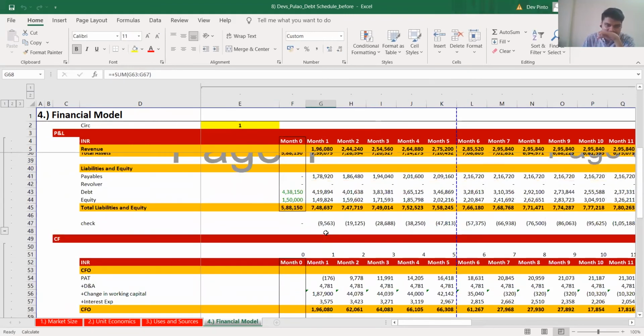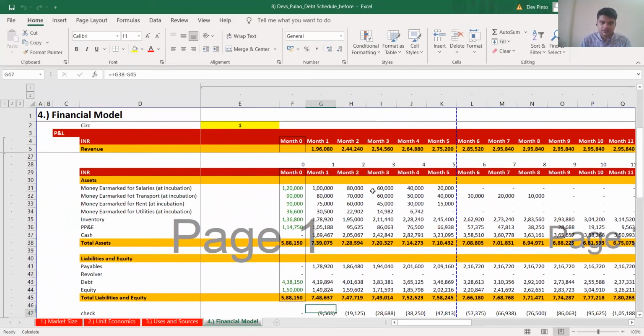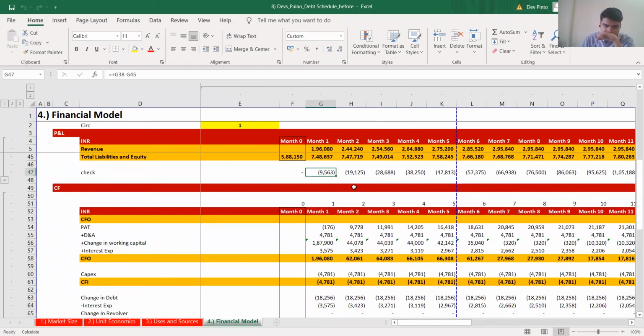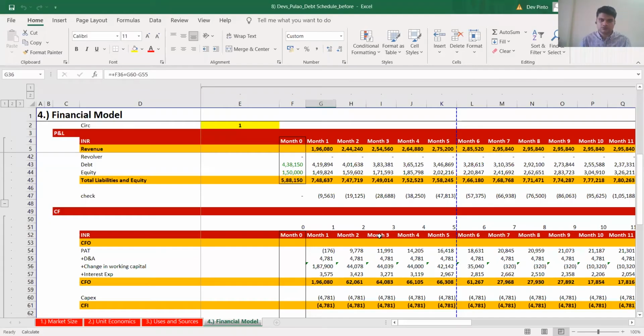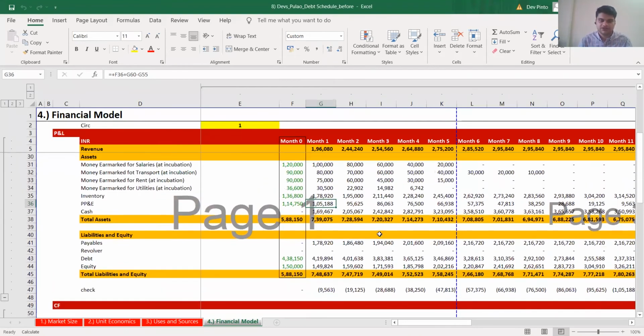Have we forgotten to link something? So one by one, 9536, right? So the error is here, right? So I messed up with the signs. Remember, I mentioned to you signs are very important.